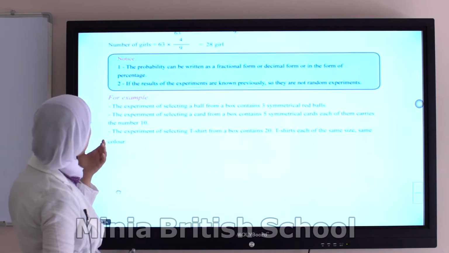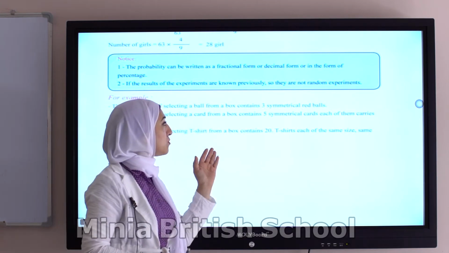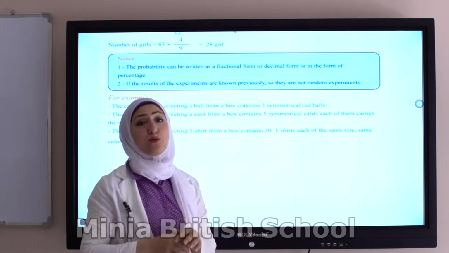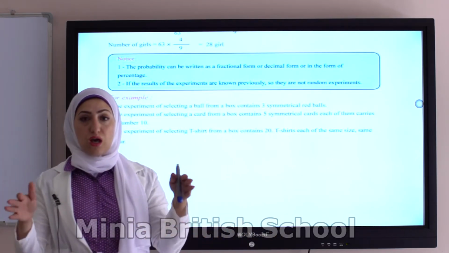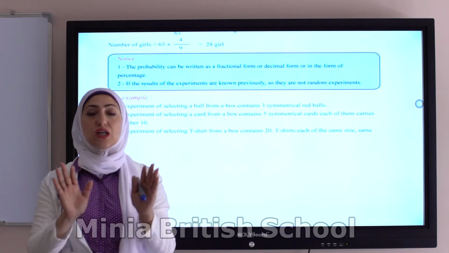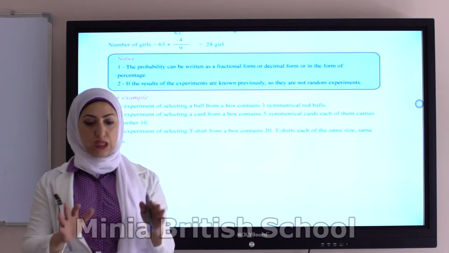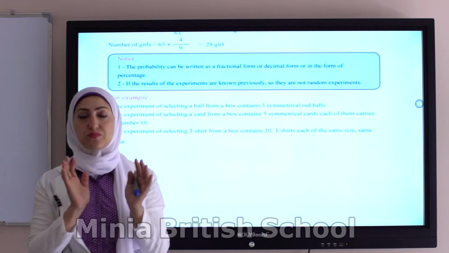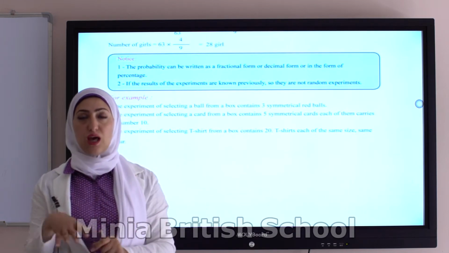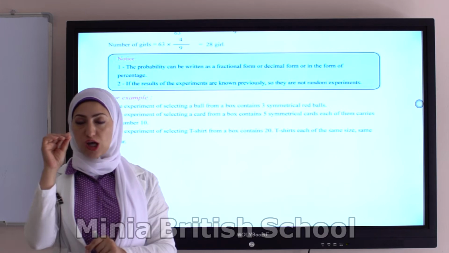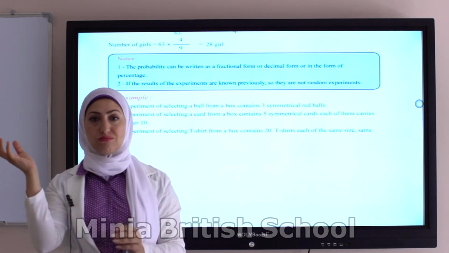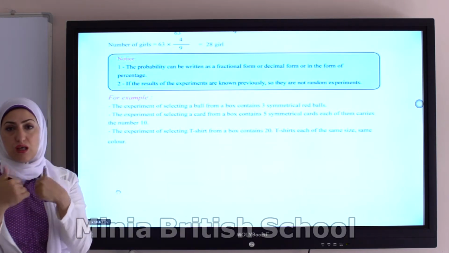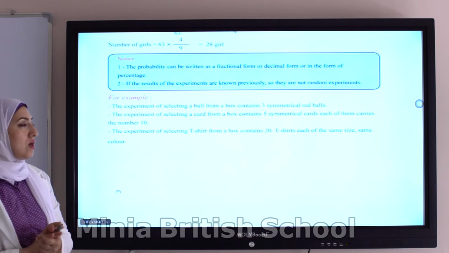For example here, the experiment of selecting a ball from a box that contains 3 symmetrical red balls. If I have a box with 3 symmetrical red balls, it means they have the same size, the same touch, and the same color, okay? And I close my eyes and select one. Is it random? Of course not, because I know the outcome before I make the experiment itself.